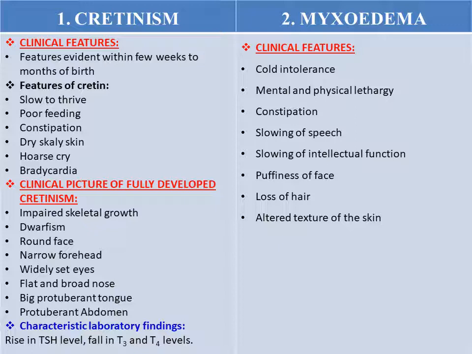Then the clinical picture of fully developed cretinism: impaired skeletal growth, dwarfism, round face, narrow forehead, widely set eyes, flat and broad nose, big protuberant tongue, protuberant abdomen, that means the abdomen will be enlarged. Then the characteristic laboratory findings for cretinism are a rise in thyroid stimulating hormone level, whereas T3 and T4 levels are decreased.